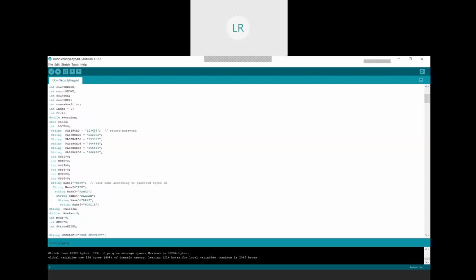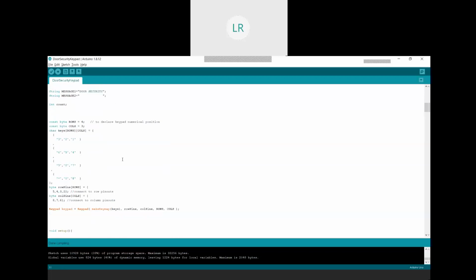This is the password, as I mentioned. There are 6-digit passwords, and we can add or remove passwords. This is the name allocated for each password. As for the first password, 1234566, the owner of the password is Mr. Raju. Abu is for 22222, and it continues.